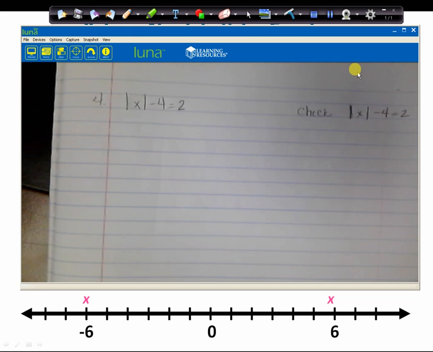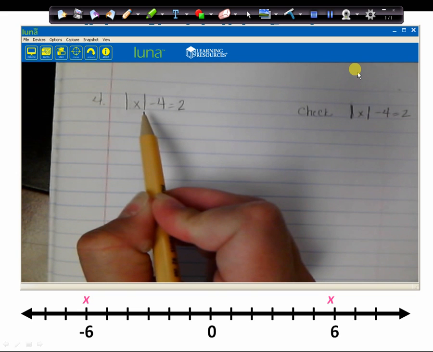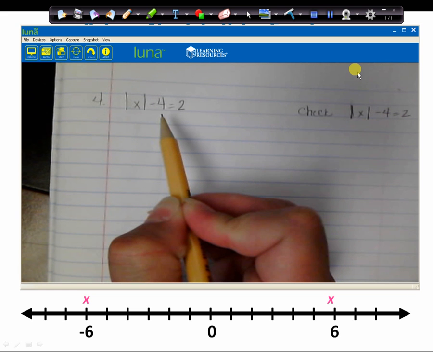Okay, looking at number 4, we're going to look at this one on paper. The problem is the absolute value of x minus 4 equals 2. Again, our absolute value bars are not isolated or alone on this side of the problem, so we're going to have to get them by themselves before we can do anything else.